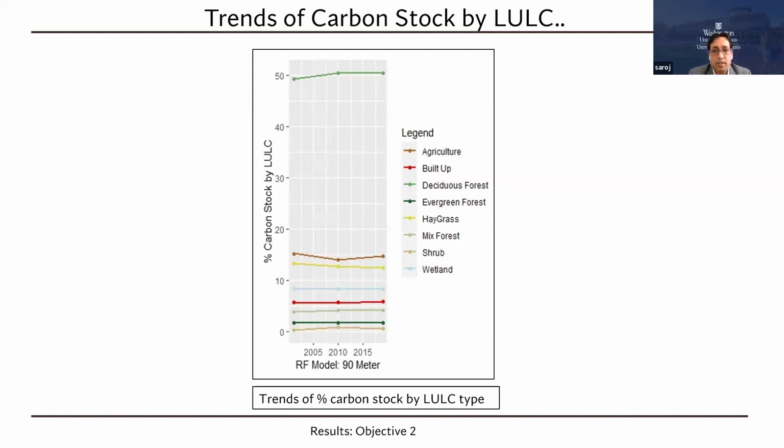In a graph, I only used 90-meter resolution because this was the best model we had. So you can clearly see the trend of deciduous forest. It constitutes around 50–51%, and it's in an increasing trend.